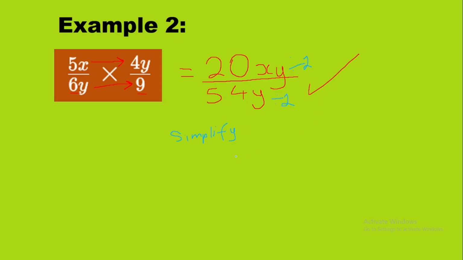So let me write it right here. So if we're dividing by 2, then we should have 20 divided by 2 as quickly as possible. So 20 divided by 2 would be equal to 10 over, let's change the color, 54 divided by 2 will be equal to 27.